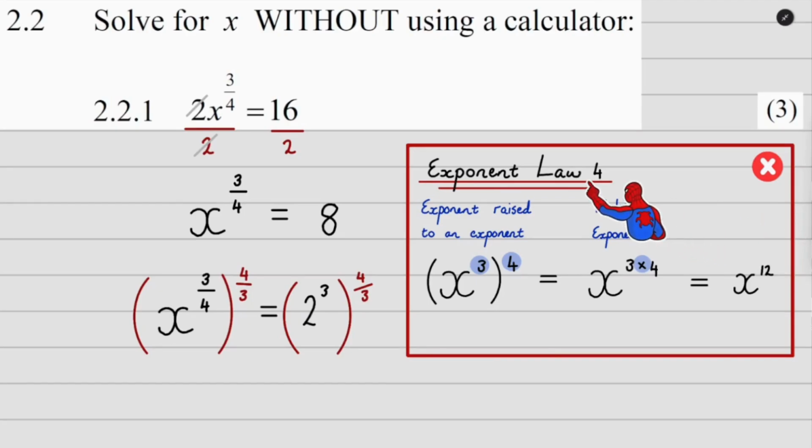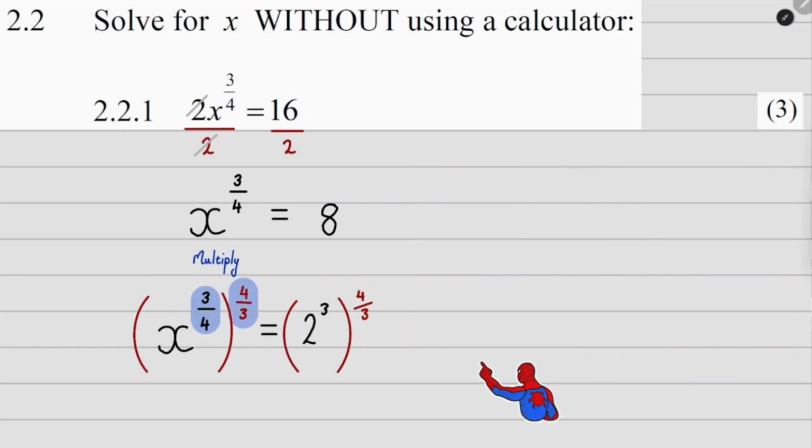And then we're going to use exponent law 4 to simplify. If I have an exponent raised to another exponent, I'm going to multiply the exponents. So I'm multiplying these fractions as well as this number and this fraction. So if I'm multiplying these two fractions, I can actually cross cancel. So what we're going to do is the 3's over here, we're going to slap them out of there. And then the 4's over here, we're going to clap them out of there. Everything cancels and you're left with x to the power of 1, which can just be written as x.